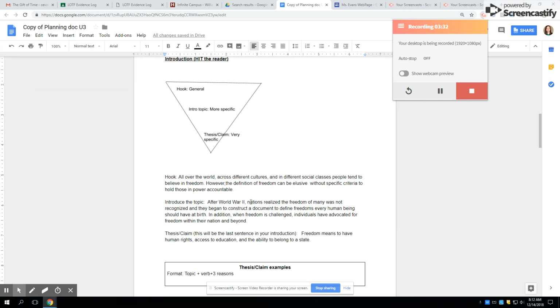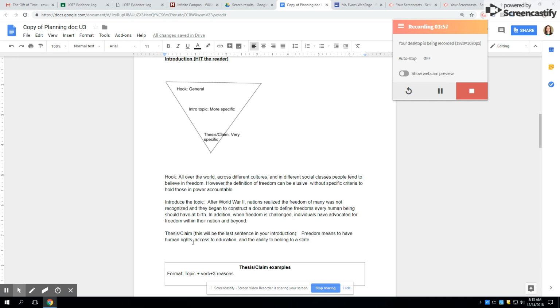Notice how I'm not giving information about the very specific texts. I'm still keeping it general. I've narrowed it a little bit more. I kept it very general at my hook. I've narrowed it a little bit more, made it a little bit more specific. And then my thesis or claim is very, very specific. Freedom means to have human rights, access to education, and the ability to belong to a state.